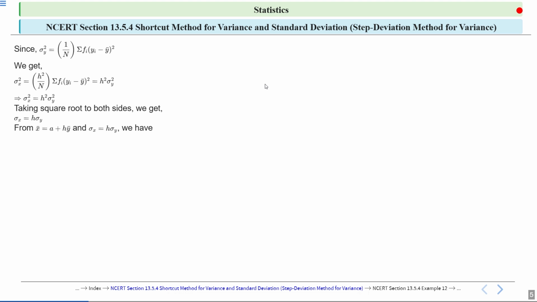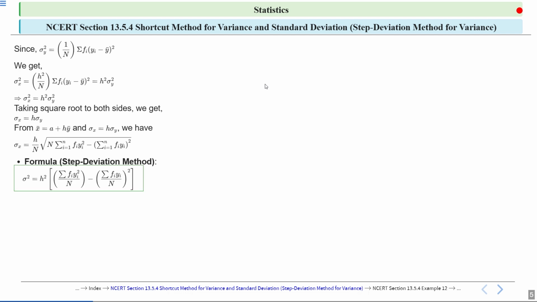So now we have sigma x equal to h divided by n times the square root of n times sum of fi times yi square, from i equal to 1 to n, minus the summation from i equal to 1 to n of fi times yi, whole square. Remember, n is the total frequency and yi is the step deviated value for each class.